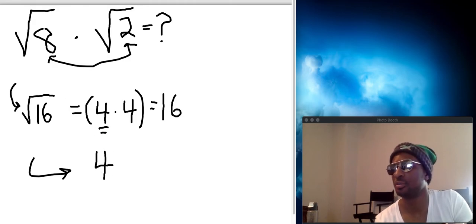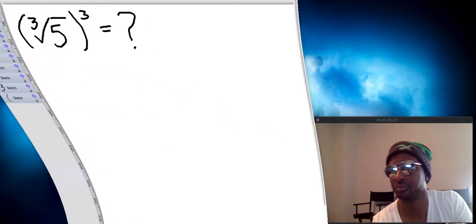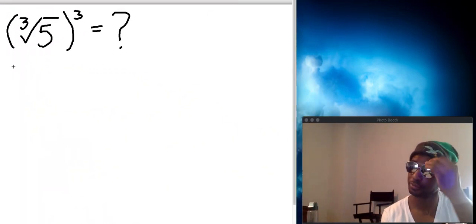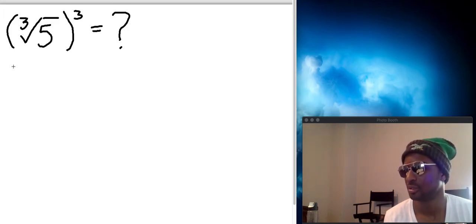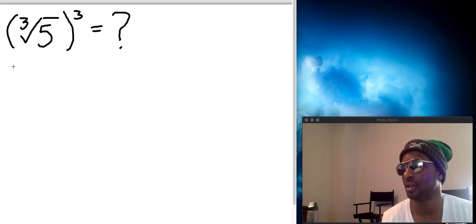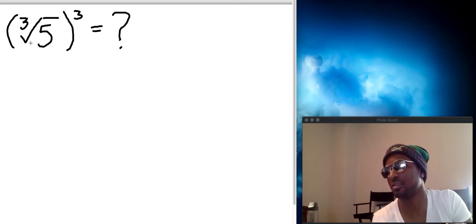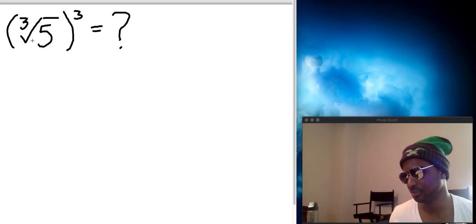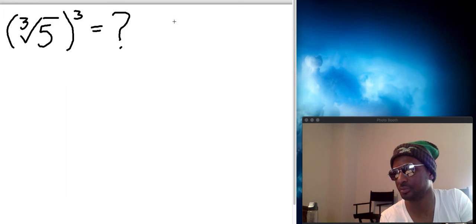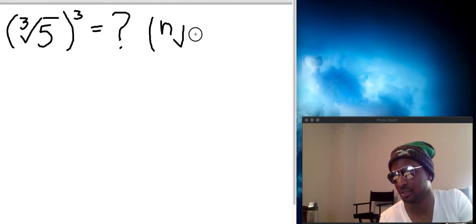Okay, super simple. All right, now we're going to go to the next problem. Let's see, so we have the third root of 5 cubed. So we only have that in parentheses. So what we want to do for this equation, first we want to rewrite the equation using this formula. We're taking the nth root of a and we're multiplying that times m.